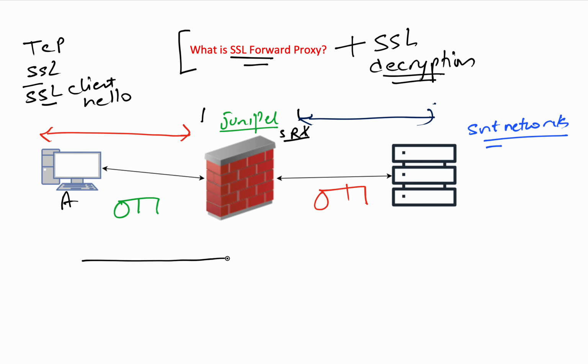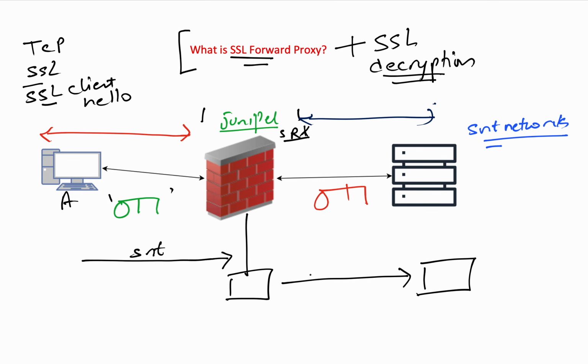Okay, so one request is sent towards SNT. A thinks that it is sending towards SNT in an encrypted format. But since Juniper has the key to decrypt, it will decrypt the packet and send it across. And here also the channel will be encrypted. Again, here the channel will be encrypted. I hope this is clear. So we have an encrypted channel here.